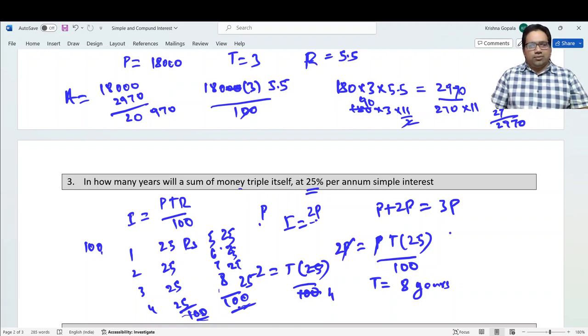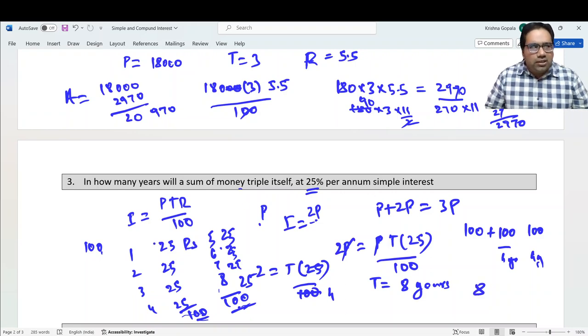Original was 100. So your amount will become 100 plus the original amount. That's 100 in 4 years, another 100 in another 4 years. So in a total of 8 years, our amount will triple itself. Okay.